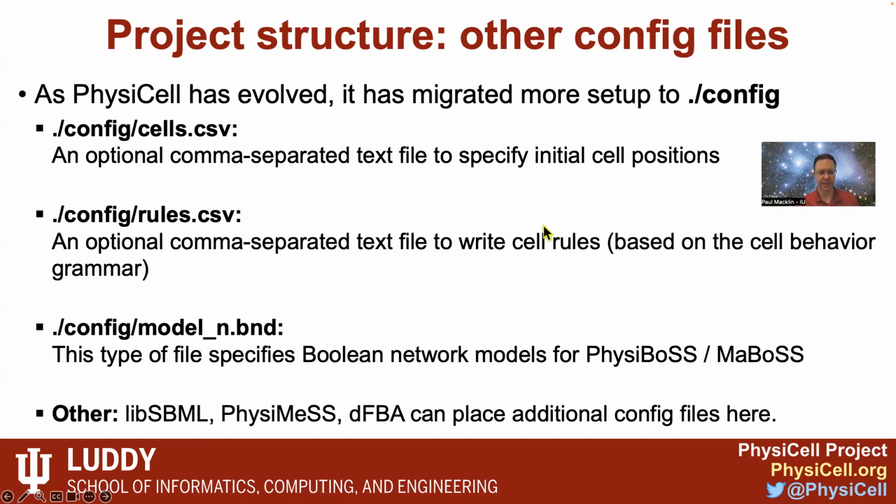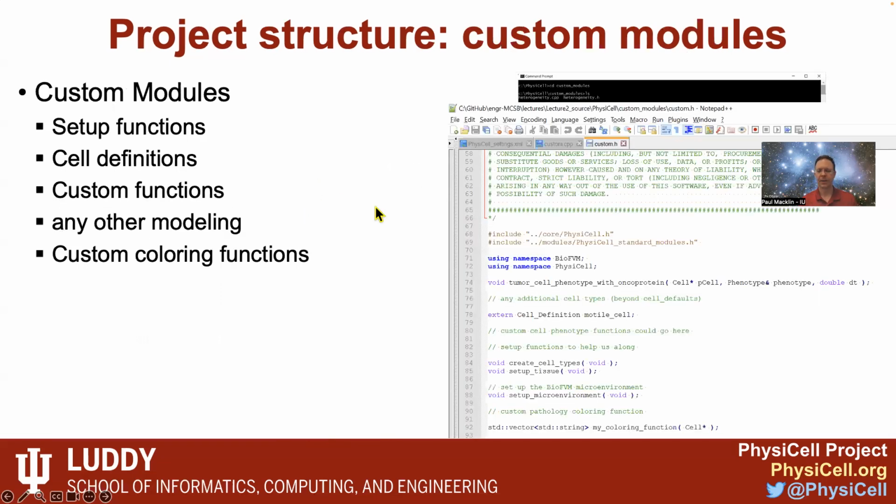If you're running PhysiBoSS, then you might see a number of BND files in the config directory. And this is where the Boolean network models are defined. And if you run other add-ons like Libroadrunner, PhysiMeSS, or dFBA, you're going to see their own particular config files in that configuration directory. And so now it's good to understand the overall structure of your C++ code in these models.